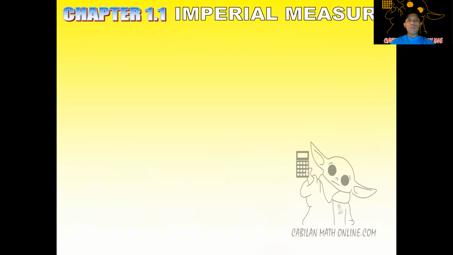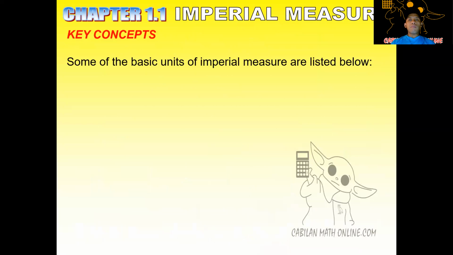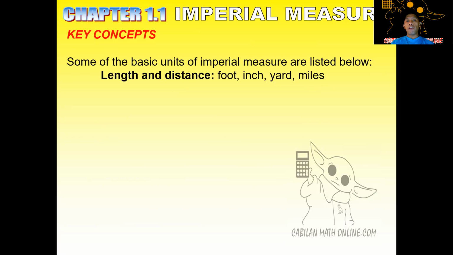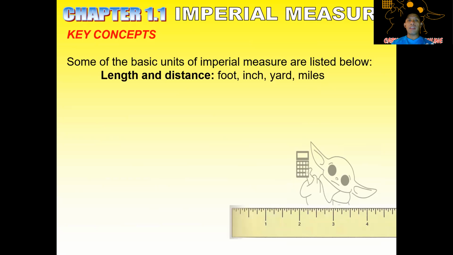When you're dealing with imperial measure, this is the type of units they use, especially in the United States. You see it all over the place. Some of the basic units, most of which you've heard of, begin with length and distance. Units such as foot, inch, yard, and mile are all examples of imperial units to measure length and distance.